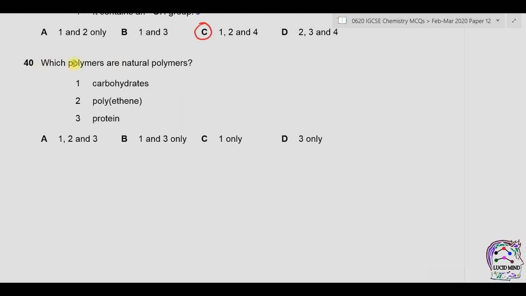Question 40. Which polymers are natural polymers? 1. Carbohydrates. Carbohydrates are obtained from fruits and also vegetables. So therefore carbohydrates are natural polymers. 2 is polyethylene. Polyethylene is actually a plastic material and it is synthetic in nature. 3 is proteins. Proteins are present in living organisms, also in muscles, so therefore it is also a natural polymer. So options 1 and 3 are natural, so therefore the answer is B.